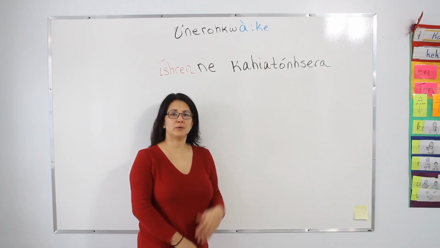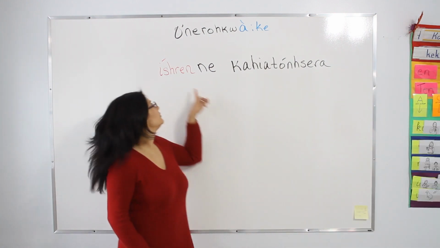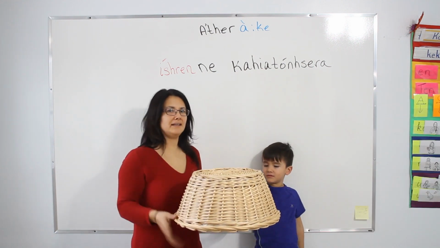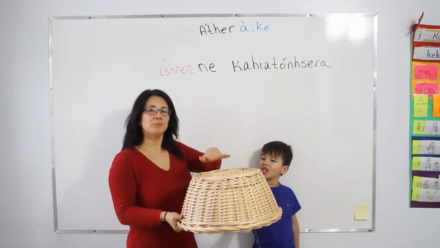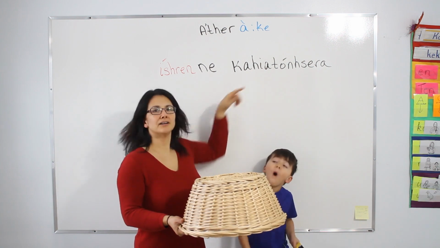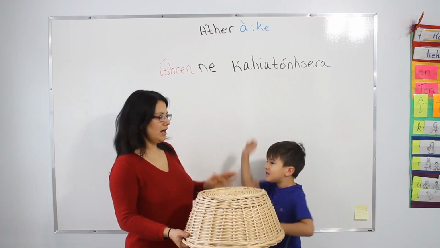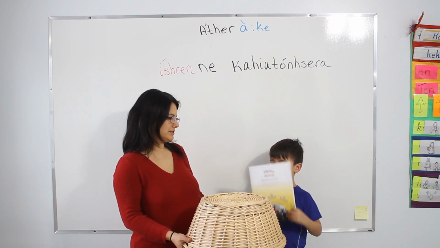To tell someone to put something on something, you would use the verb istra. So your locative, on the basket, your verb istra, put it on, and your object, gahedusera. How yahahes ateraga istra ne gahedusera.